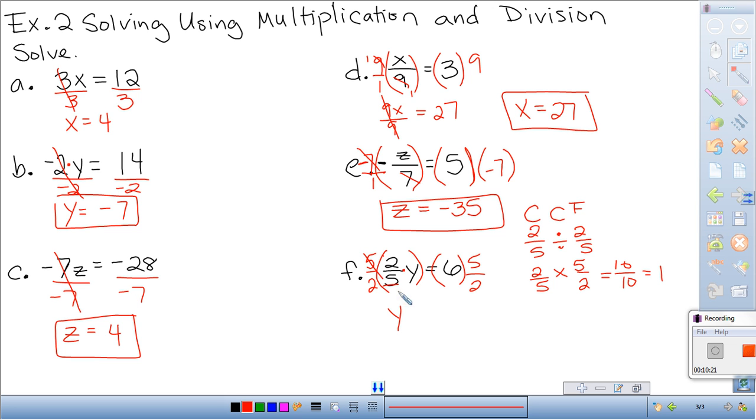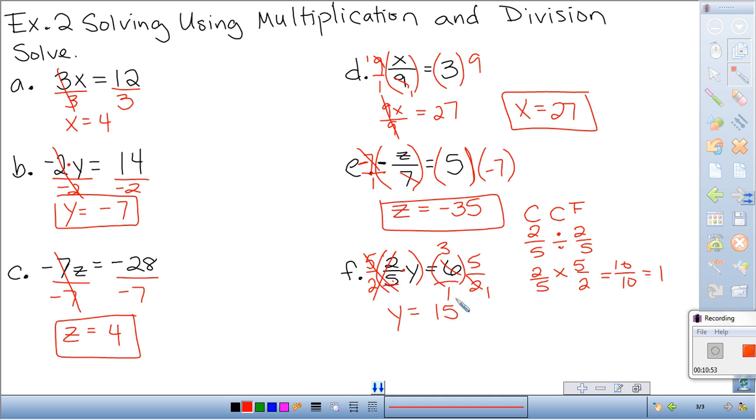So basically these fractions cancel each other. You can also see cross-canceling, 5 and 5, 2 and 2, everything becomes 1, 1 times y is just y, equals, and then we multiply 6 times 5 halves, so it's 6 over 1, all whole numbers are over 1, and then we can cross-cancel again. So I have the 6 and 2 can both be cross-canceled by 2. So 6 divided by 2 is 3. 2 divided by 2 is 1. And then we just have 3 times 5, which is 15.